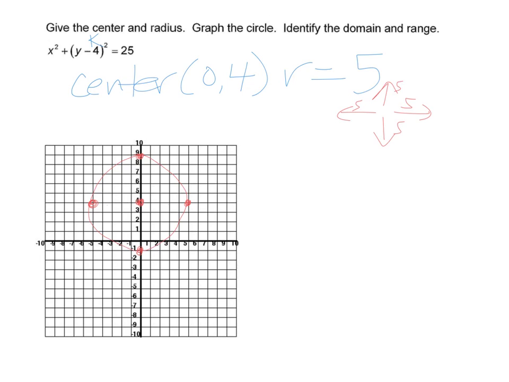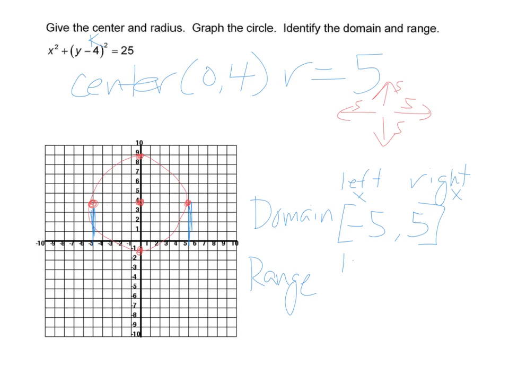Now the domain and range. Remember, the domain is the farthest left x to the farthest right x. So the farthest left my graph goes is at negative 5. And it passes through negative 5. It's solid there, so we need a bracket. The farthest right it goes is positive 5. So there's the domain.